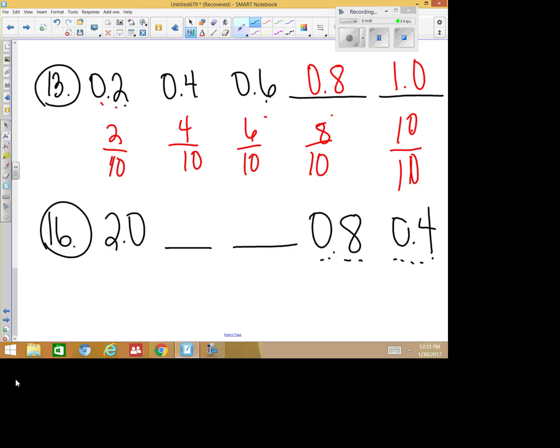So if I'm at 0.4 and I get to 0.8, how many tenths did I go up? Oh, because that didn't work. Okay. So how many more do I get if I start at 4 and get to 8? I gotta get 4 more, right? So what is this in words? 4 tenths. Lance said I went up 4 tenths to get to 8 tenths. If I go up 4 more tenths, what do I get?